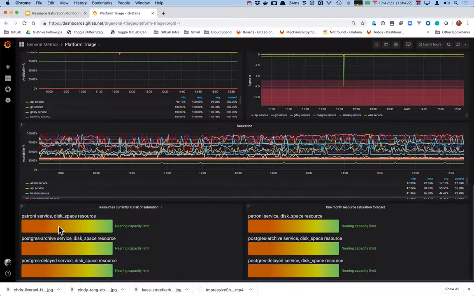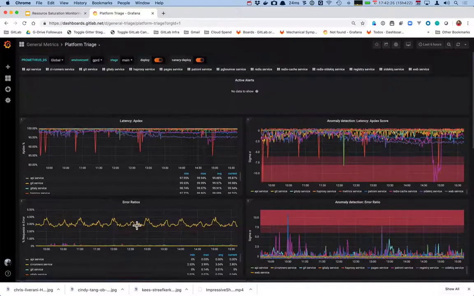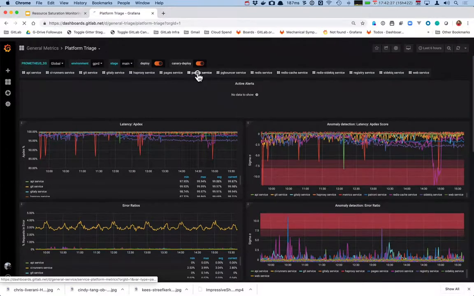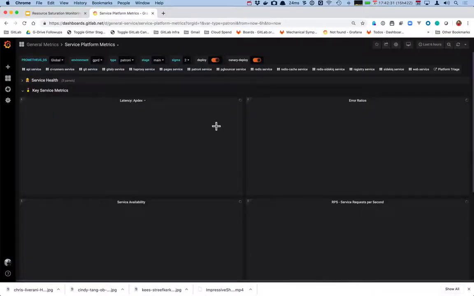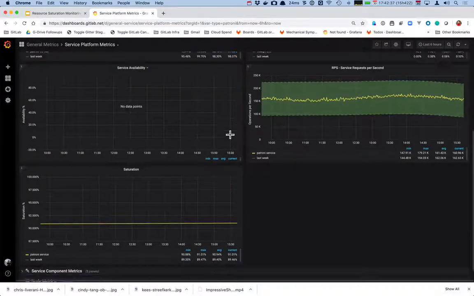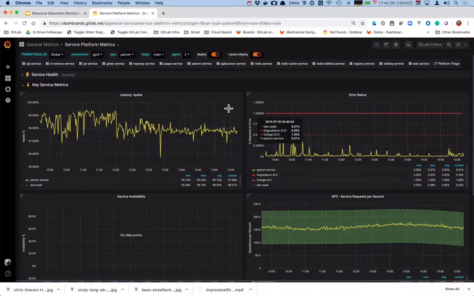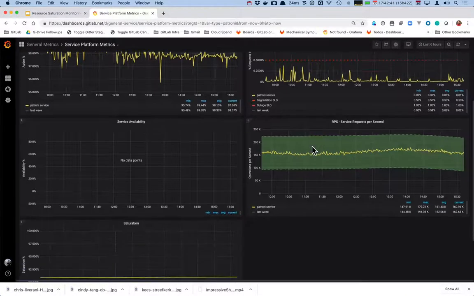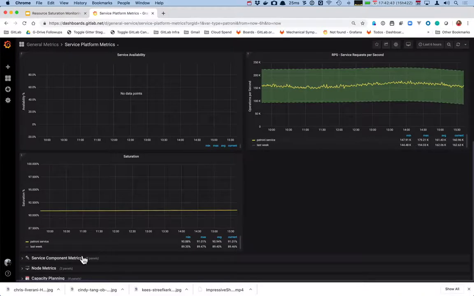So let's go take a look at the Patroni service and see what we can see with that service. I'm going to go to the top and click through to the Patroni service. And again, we're presented with the key service metrics for that service, but instead of seeing them for all services together, we only see them for this individual service. And as you can see here, saturation is at 90%.